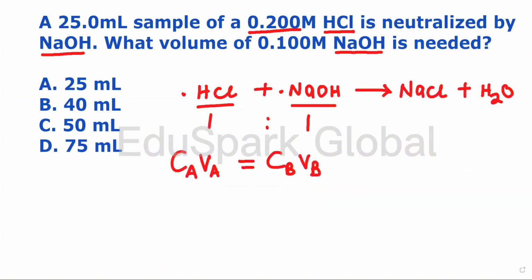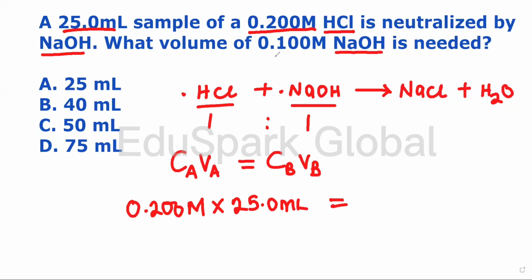So now I'm going to go ahead and substitute our values. The acid concentration is 0.200 molar and the volume of the acid is 25 ml. That equals the concentration of the base, which is 0.100 molar, and the volume of the base is what we're trying to find. So Vb is unknown. You can as well just add the NaOH in place of the B since you already know what the base is.